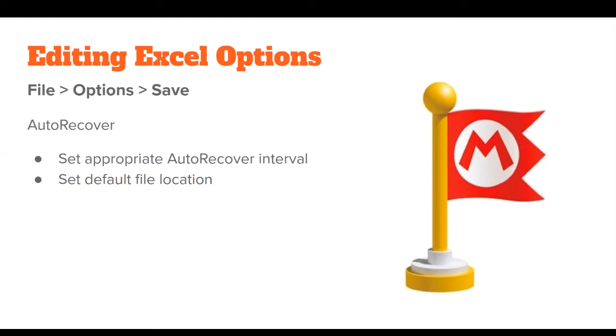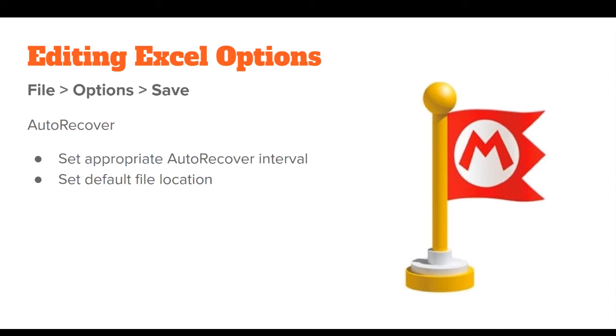Another thing that we can change that you really do want to change is the auto recover feature. Auto recover, if something happens to your computer, if your battery dies, if Excel crashes, anything like that, auto recover is definitely handy for saving your work. You can change the interval for your auto recover. I have mine set to save my work every 10 minutes.